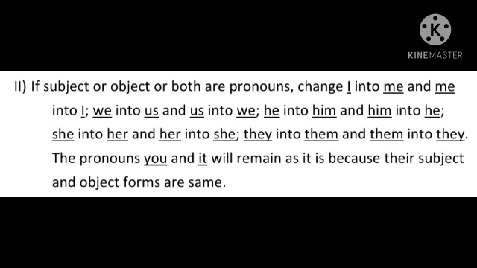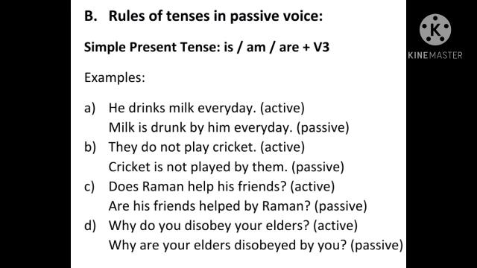If subject or object or both are pronouns, change I into me and me into I, we into us and us into we, he into him and him into he, she into her and her into she, they into them and them into they. The pronouns you and it will remain as they are because their subject and object forms are the same. Now let's learn rules of tenses in passive voice.